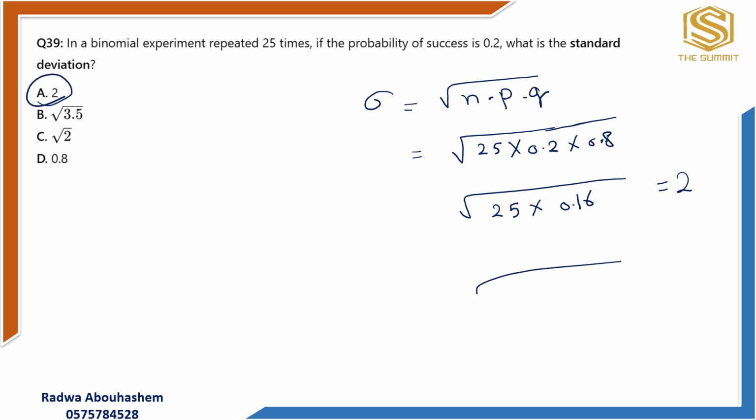How do you solve this? It's 25 times 16 over 100. So this is 4. 25 divided by 25 is 1, and 16 divided by 4 gives 4. So you get the square root of 4, which is 2.